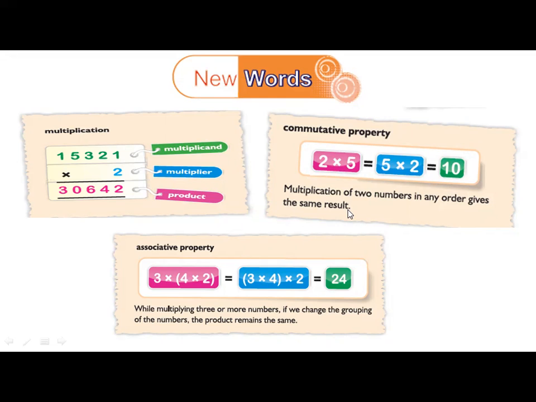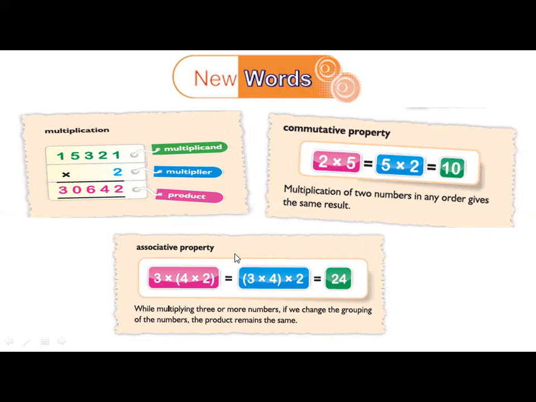And next, commutative property. Commutative property means multiplication of two numbers in any order gives the same result. That is, 2 into 5 or 5 into 2, the answer is 10. So this property is called commutative property.